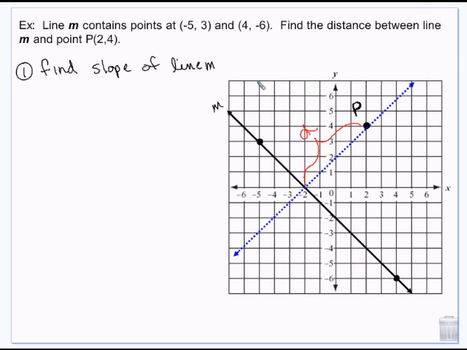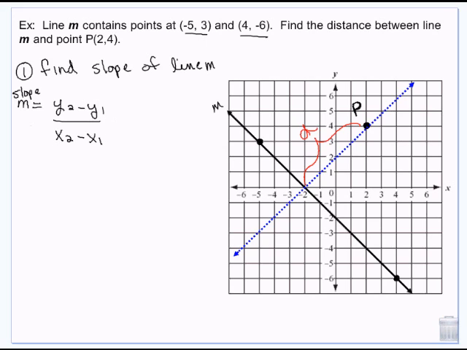Okay, so we've got our first step. We have to find the slope of line M. Now we have the points from line M, and our slope formula is y2 minus y1 over x2 minus x1. That's the formula to find slope. See, I shouldn't have used line M. I should have used a different letter.